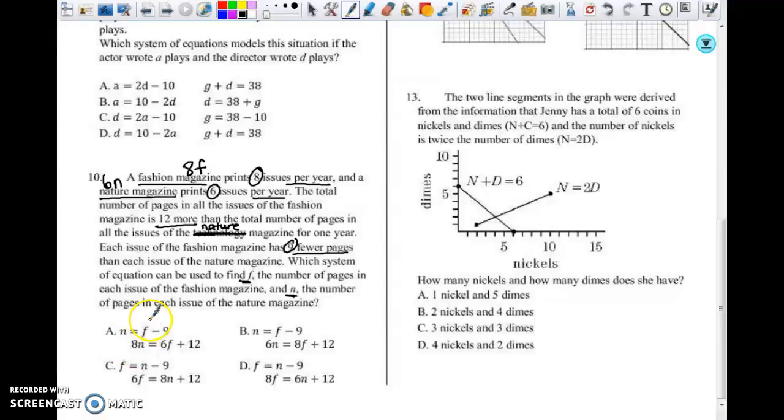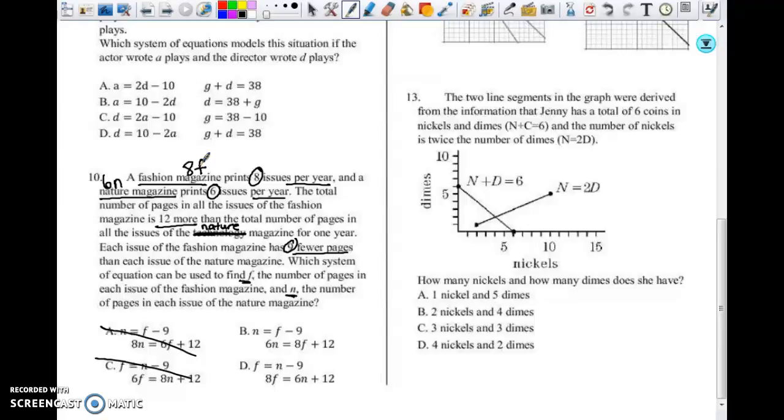Here, N has 8. No, that doesn't work. 8 cannot be it. Here, 6 is N, 8F, that works. Here we go, 8 should be with F. This is 6F, 8N. That's backwards. That doesn't work. Here I have 8F and 6N. Okay, so just by matching what needs to be there, we can already eliminate, because I know there's a lot of words going on.